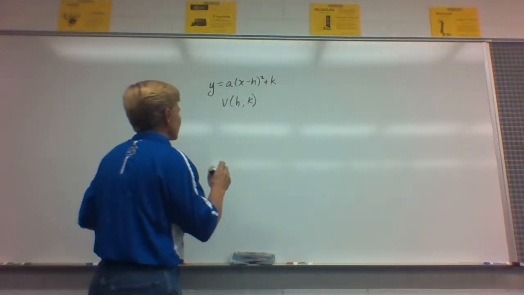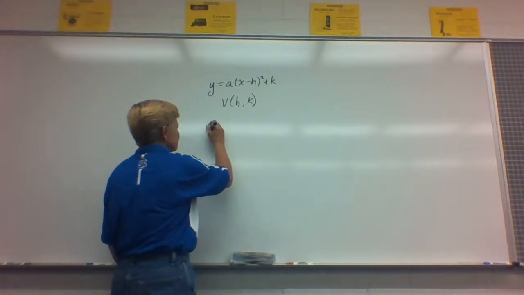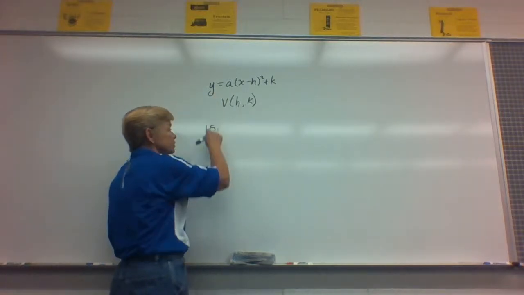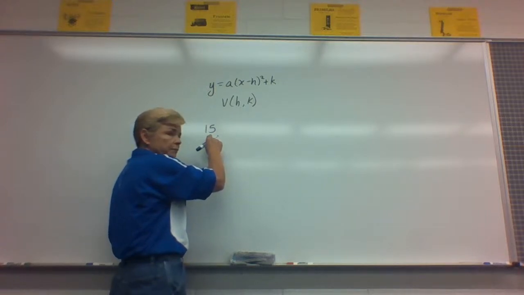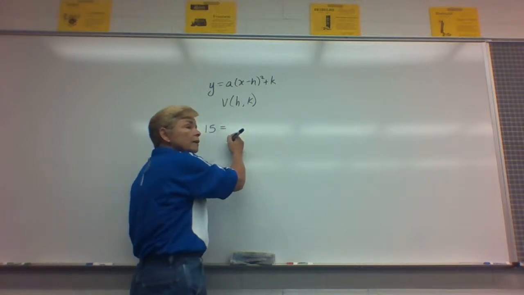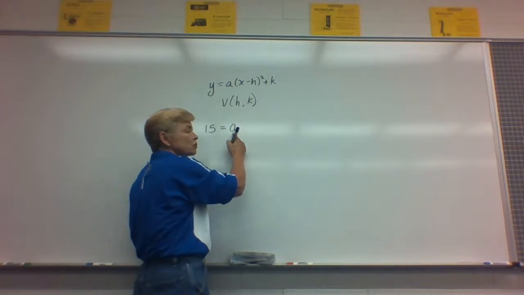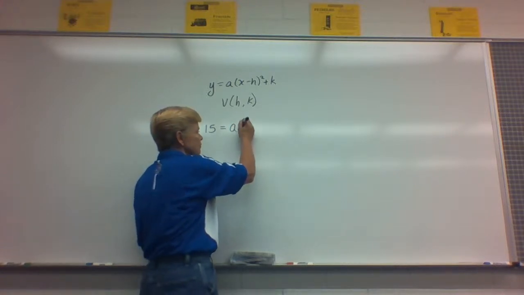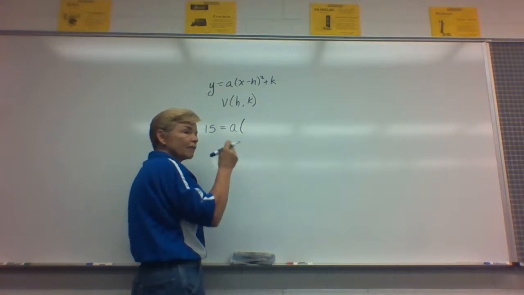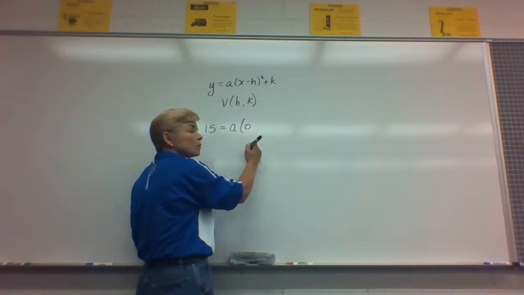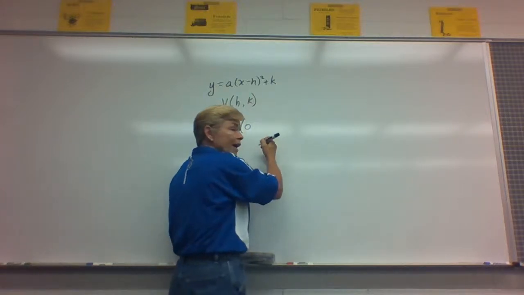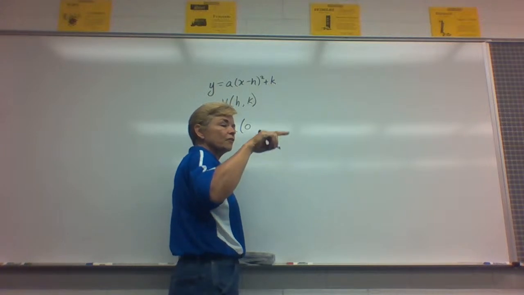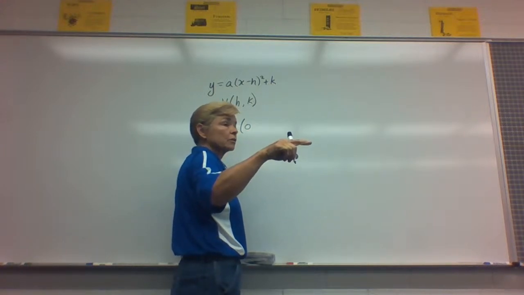So watch. We're going to say 15. Y'all see why I've got 15? That's replacing y. That's the y coordinate of the other point. You with me? Equals. The one thing they didn't tell me was a. That's the one thing I'm going to solve for here in a minute. The x, which is the x coordinate of that other point, is 0. You with me? The h, that's the x coordinate of the vertex, which is 50.